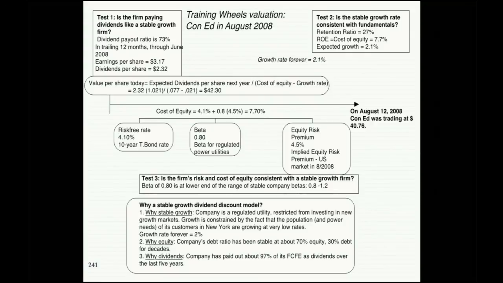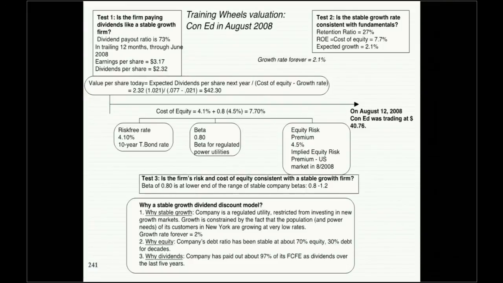Second, I wanted to make sure the growth rate I was going to end up with was not much higher than the growth rate of the economy, right? Because I'm going to use the stable growth model. So I took the retention ratio, which is 1 minus the payout ratio, 27%. I multiplied by the return on equity, which is roughly equal to the cost of equity. You know why?